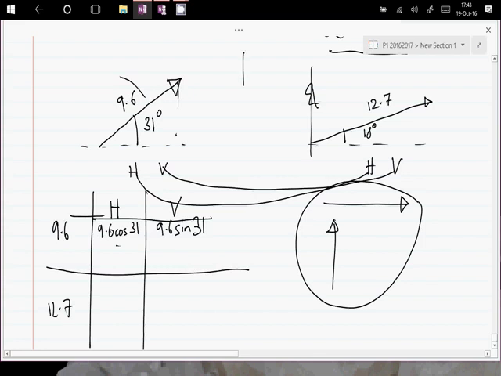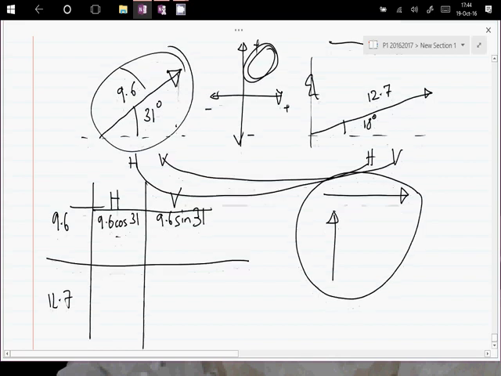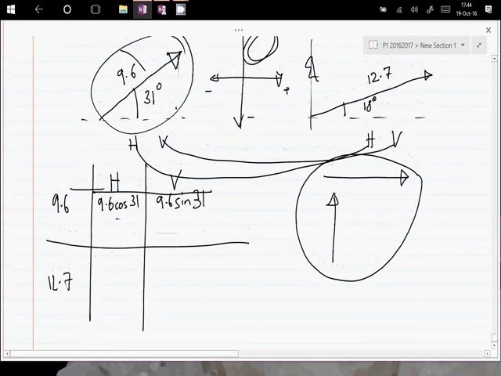Don't forget, we mustn't forget these senses. That is positive to the right, negative to the left, positive up and negative down. Well, both of these are in this quadrant, so they're both positive. Horizontal, 12.7 cosine 18. And vertically, 12.7 sine 18. Now, whenever you do this, always check that these are different. If these are the same, you've got a problem. So now we just got to do the calculations.